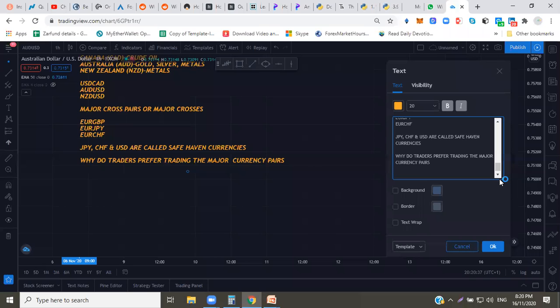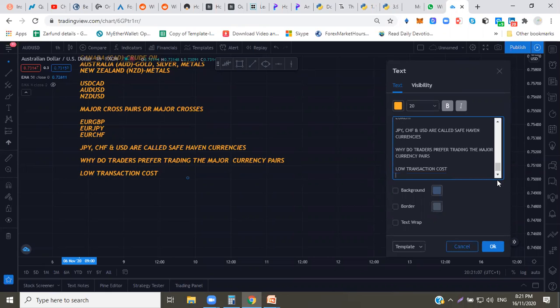Now, before we get into that, whenever you want to trade the forex market, let's just complete this so that we don't jump the thoughts. The reason why traders trade major currency pairs is because of low transaction cost. Low transaction cost. Right? So now, whenever you want to trade in the forex market, you need a broker.